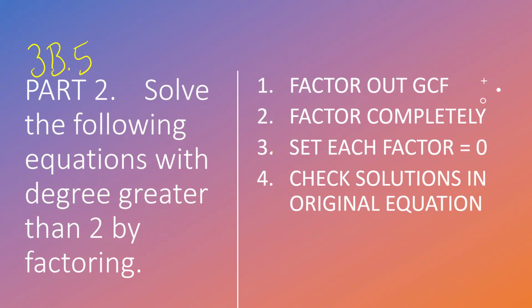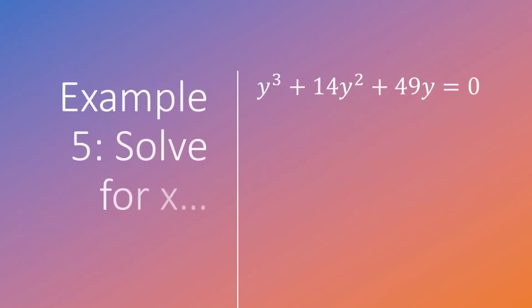Here we go. So we're going to make sure we factor out the GCF, factor completely after that, set each factor equal to 0, and then check our solution, okay? A big part of Algebra 2 is that quadratics are not the highest polynomial we go up to. We now can go up to cubics. We can now go up to quartics, which is a degree of 4. And so our degrees have increased. Does that make sense? So we're now at a third degree polynomial, a cube.